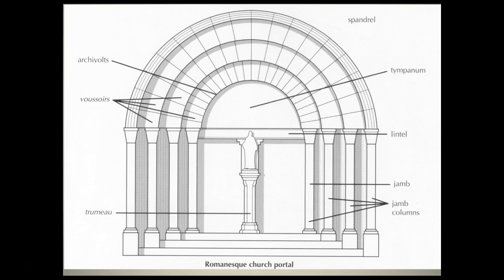Remember, the name Romanesque is where builders and architects are borrowing elements from Roman architecture, such as rounded arches and columns. And so that's where we get the term Romanesque for the art and architecture of this period.